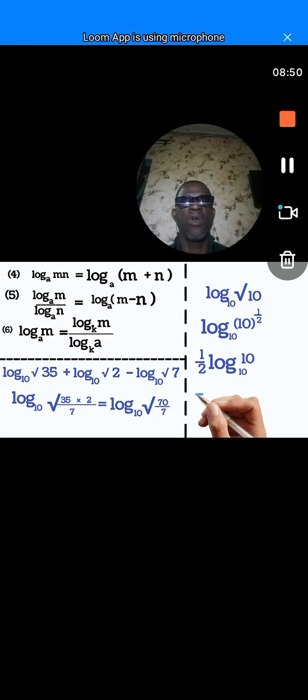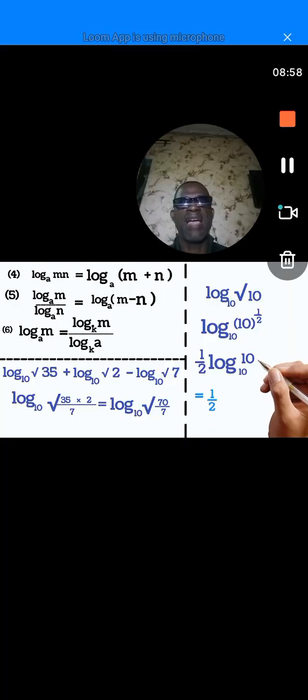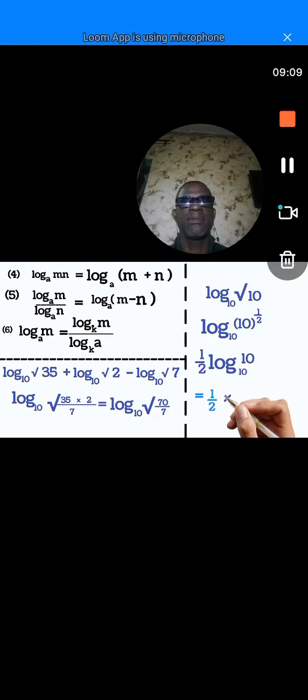And the log of the base is equal to 1. Because the log of the base is equal to 1, it becomes 1 over 2 times 1. That is the log of the base. And that will invariably give you 1 over 2 as the final answer.